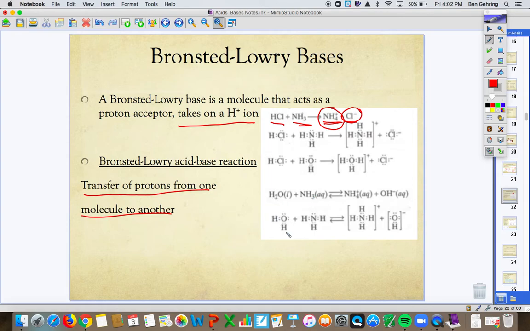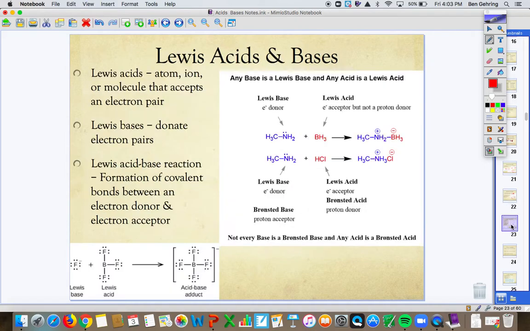Again, hydrogen is going to go to the ammonia, producing ammonium plus hydroxide. So on the flip side, we could take this hydrogen and donate it back over to here, and we could get our initial reactants there. So that's a Bronsted-Lowry acid and base.